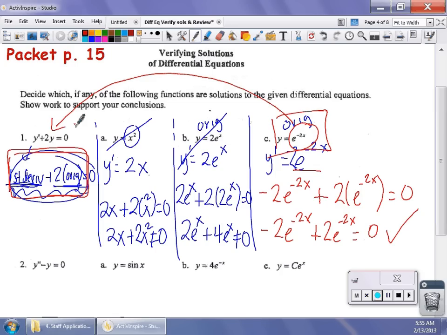So that's another way to find the solution to the differential equation without actually solving the differential equation. So 2 ways: actually solve the differential equation and check your solution, or see if the functions given meet the criteria of the differential equation.